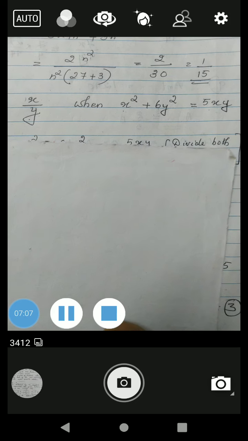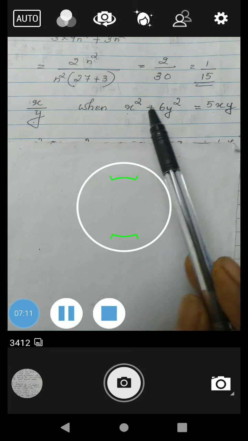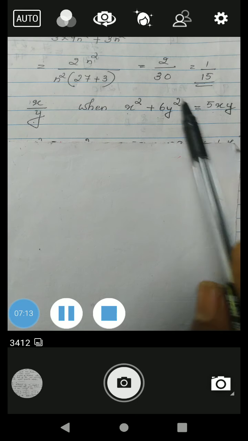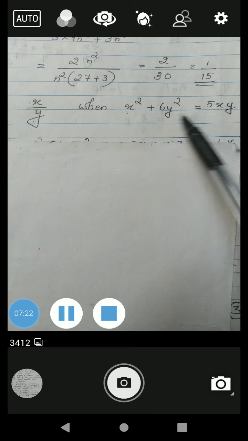Now you can see we want to find x by y. So we need 1x by y. The terms should be in this form, x by y. So what can we do? If we divide all the terms by y square, what will happen? You just look here.